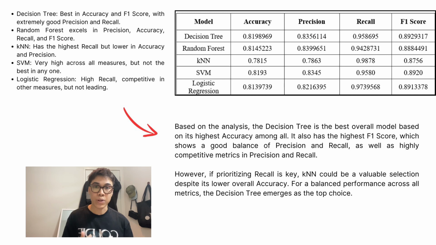And for logistic regression, it has a very high recall value and is very competitive in other measures but is not the leader. So based on the analysis, GCSN3 is the best overall model based on its highest accuracy among all. It also has the highest F1 score, which shows a good balance of precision and recall, as well as highly competitive metrics in precision and recall. However, if prioritizing recall is key, KNN could be a valuable selection despite its lower overall accuracy. For a balanced performance across all metrics, GCSN3 emerges as a top choice.